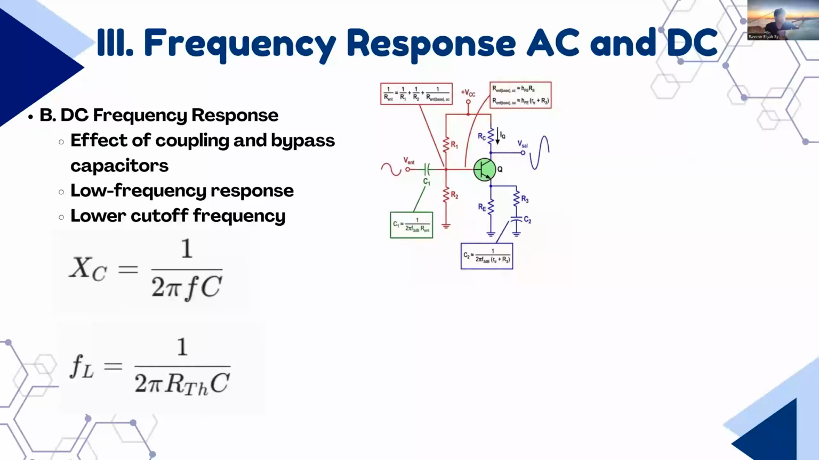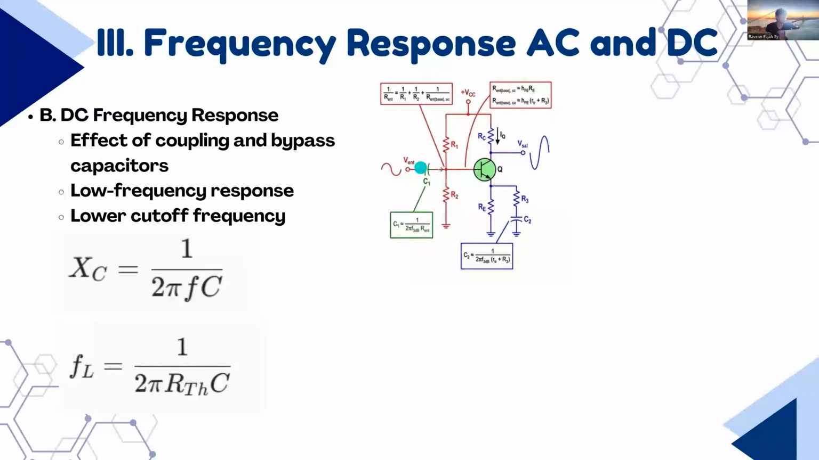So each capacitor creates its own low frequency RC network, resulting in three distinct lower cutoff frequencies: one for the input coupling circuit, one for the output coupling circuit, and one for the bypass circuit. The mathematical formula for each cutoff frequency follows a standard high-pass filter relationship. The actual lower cutoff frequency, FL, of the entire amplifier is determined by the highest of these individual frequencies. At this specific point, the total power drops to 50%.